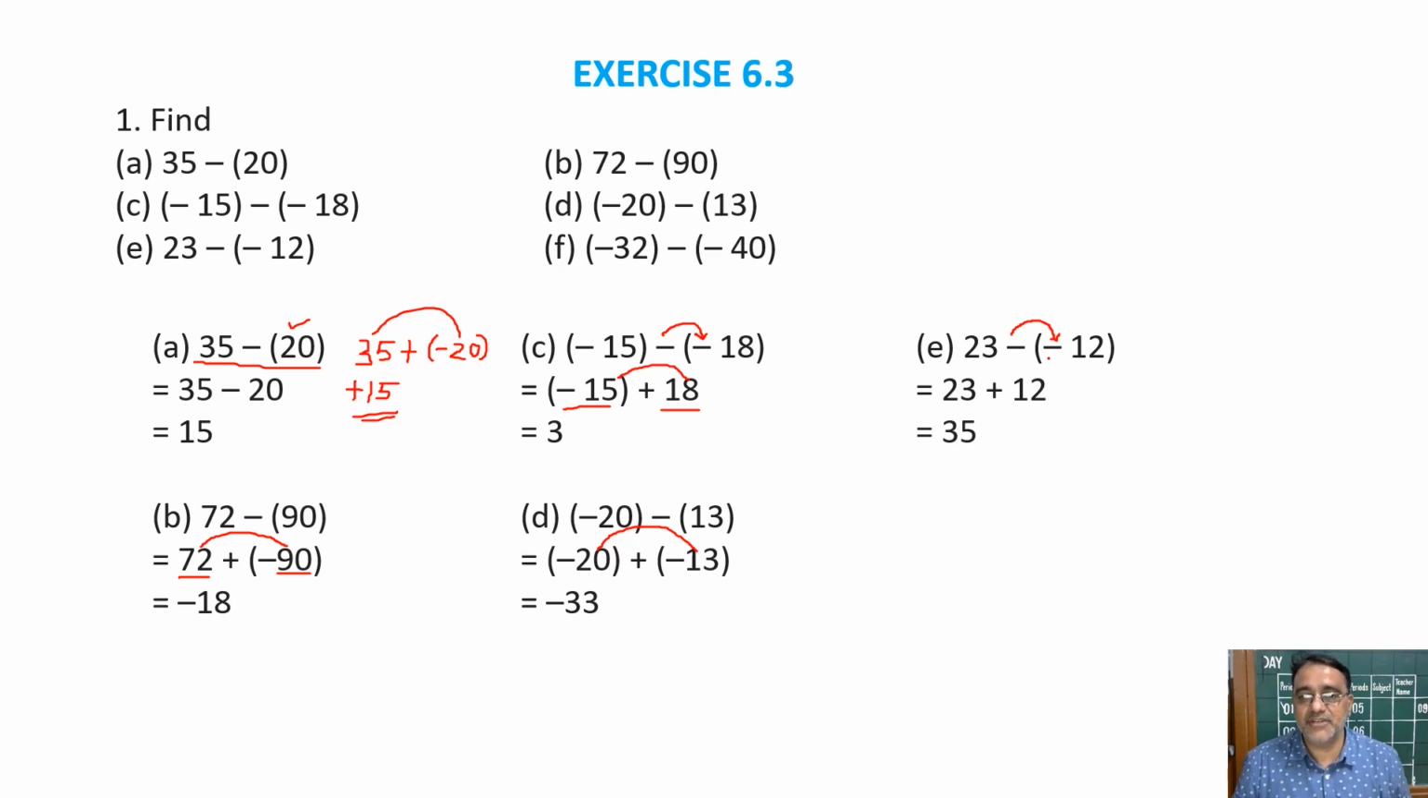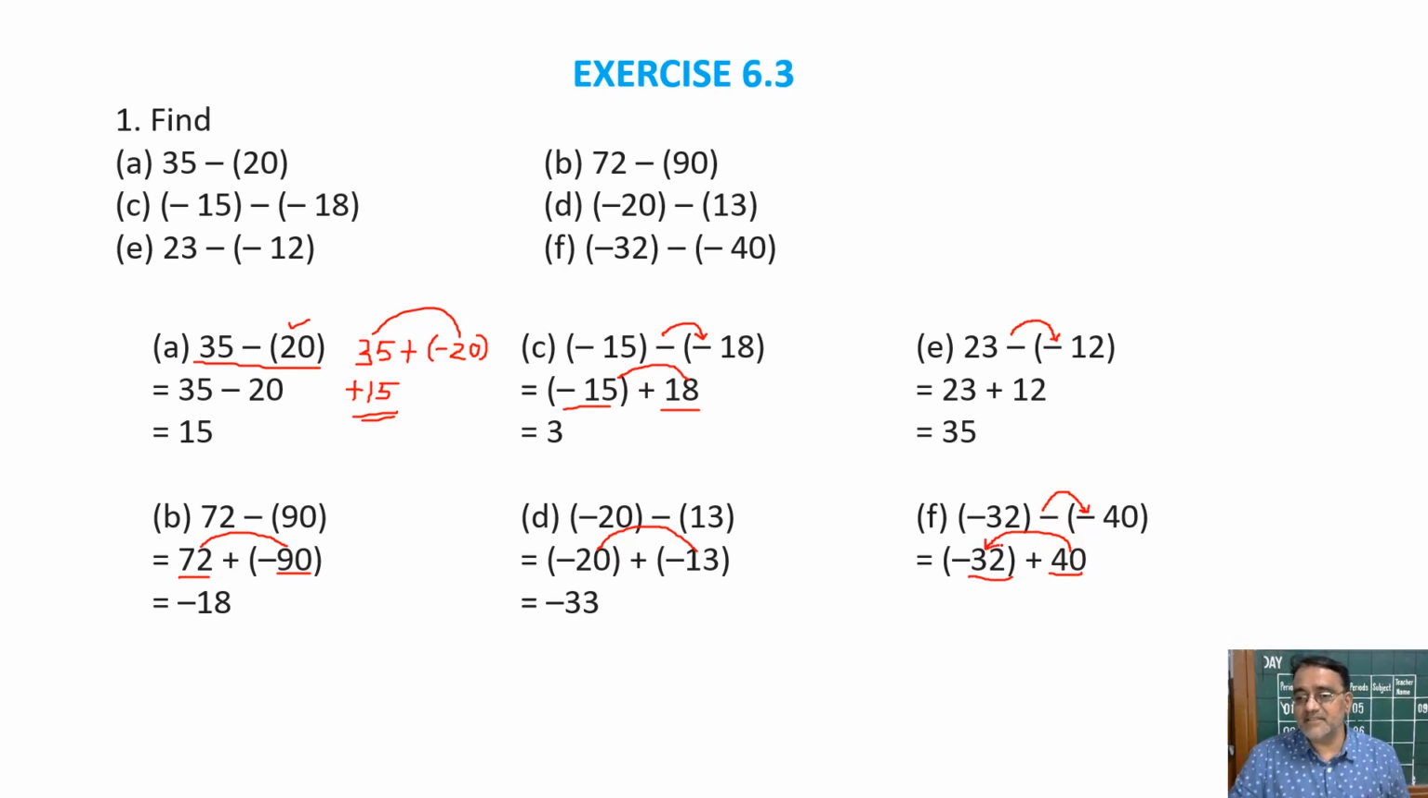Now the last question, minus 32 minus of minus 40. Again minus into minus it will become plus. So minus 32 plus 40. Again दोनों का साइन अलग अलग है, तो फिर से क्या करेंगे हम लोग, दोनों का डिफरेंस निकालेंगे, उसके बाद बड़े नंबर का साइन लगाना है, राइट?